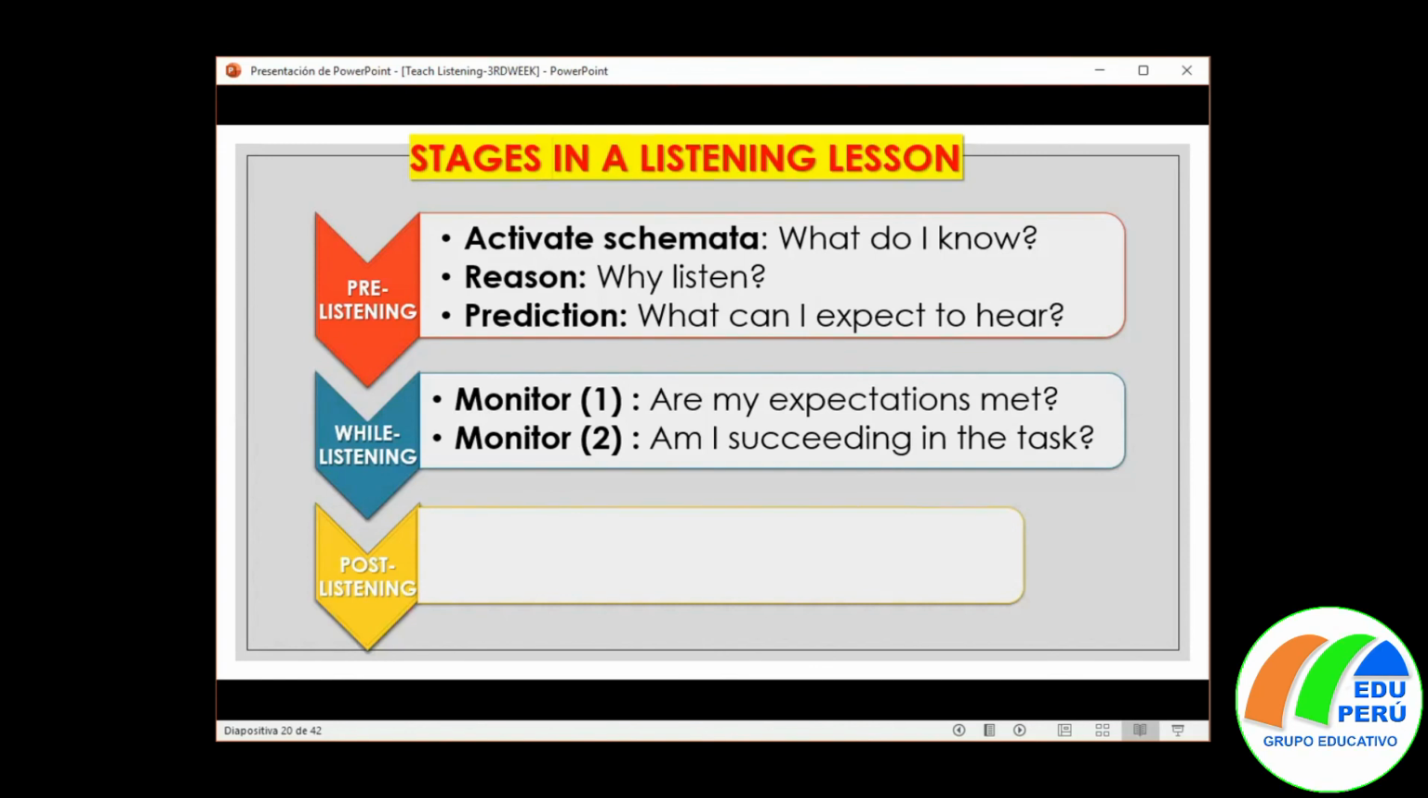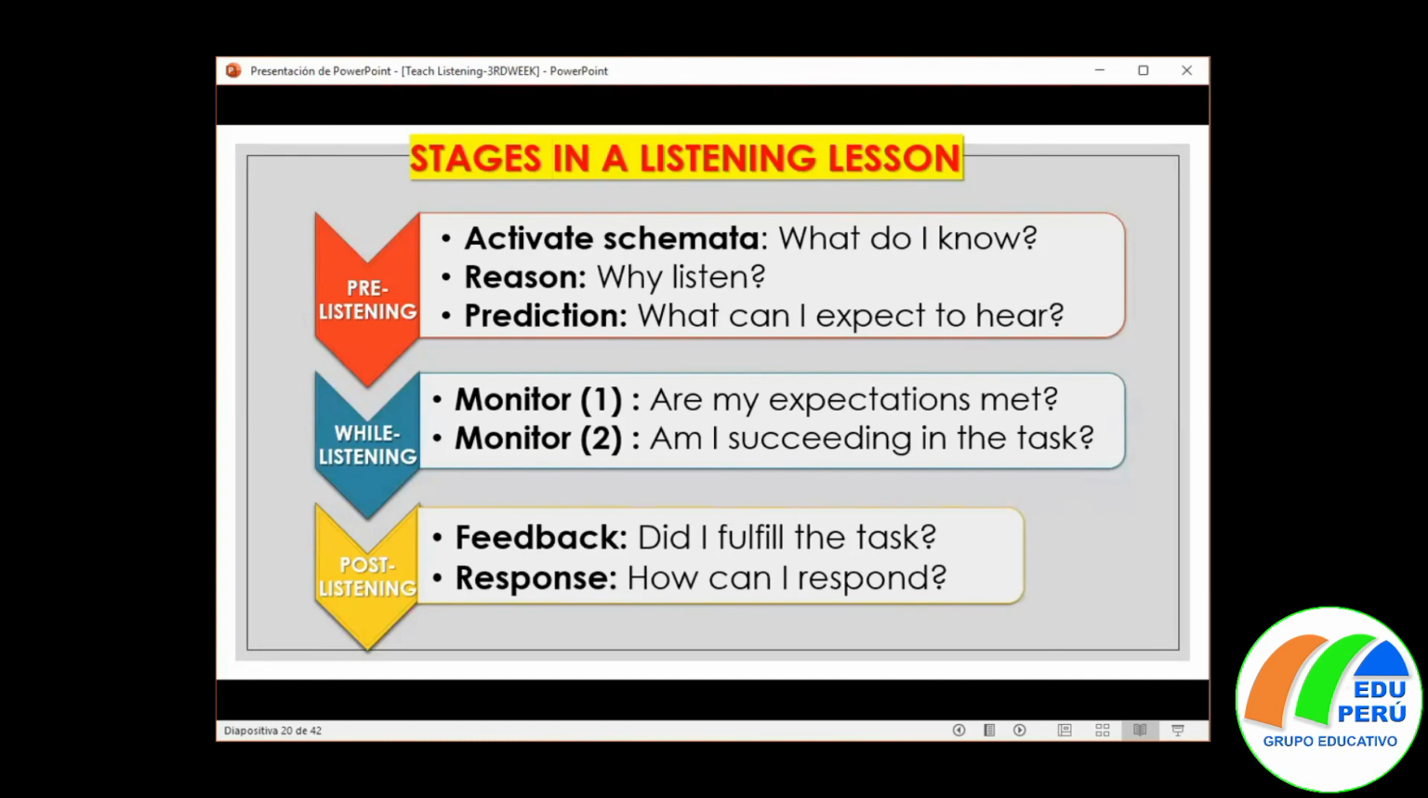In this stage, the student can make conclusions, inferences, and deductions. Okay, so they are going to expand, no? All right, yes. So a feedback, no? Here you have a feedback. Did I fulfill the task? And respond. How can I respond to this? So they are going to expand maybe and reflect, as you told me, all right? They are going to infer, no, some other kind of information.